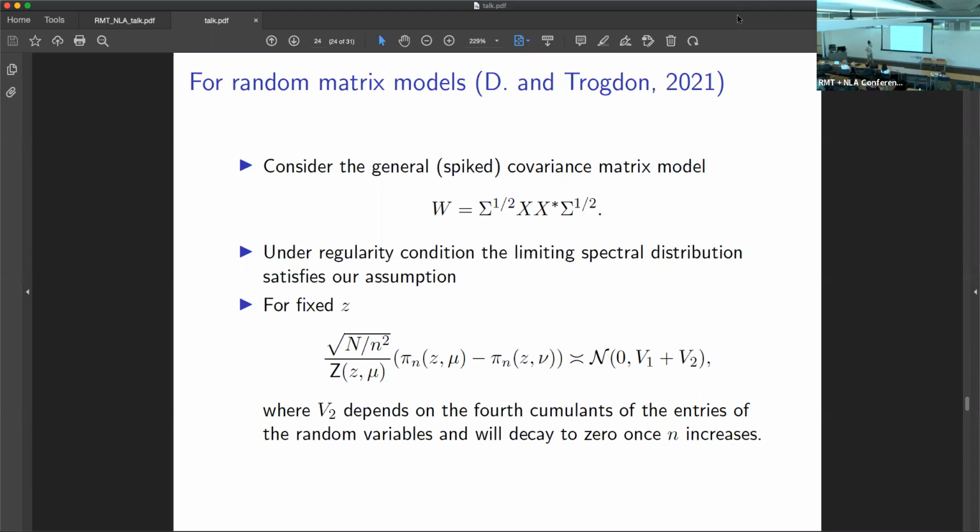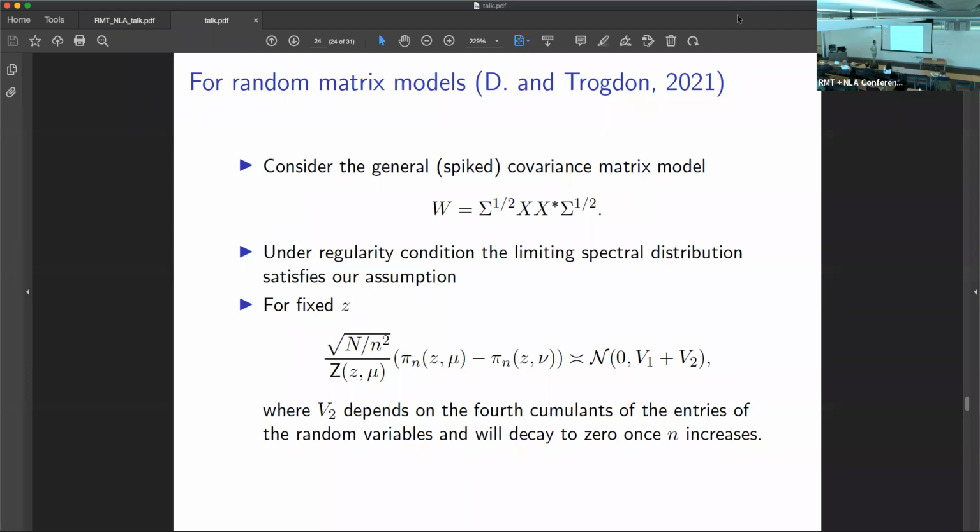For any fixed z, we can look at the distribution of the two sequences of orthogonal polynomials. By properly normalizing it, this big Z is a constant which depends on this small z and also mu.